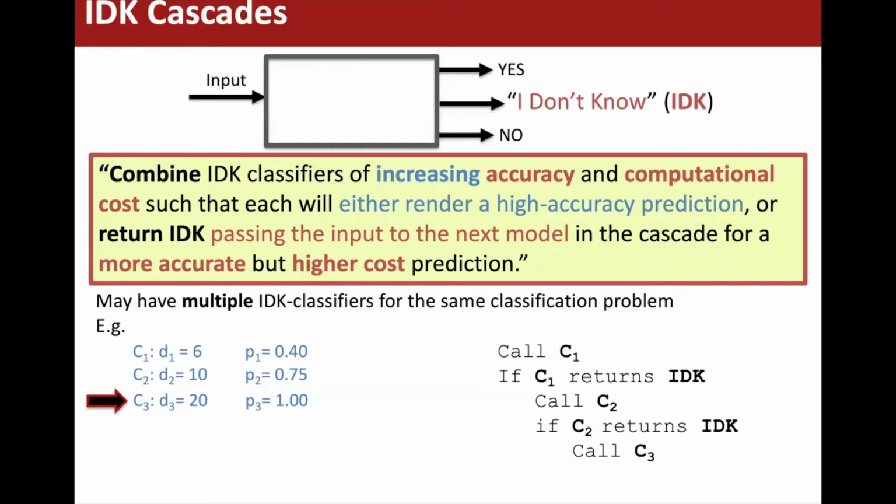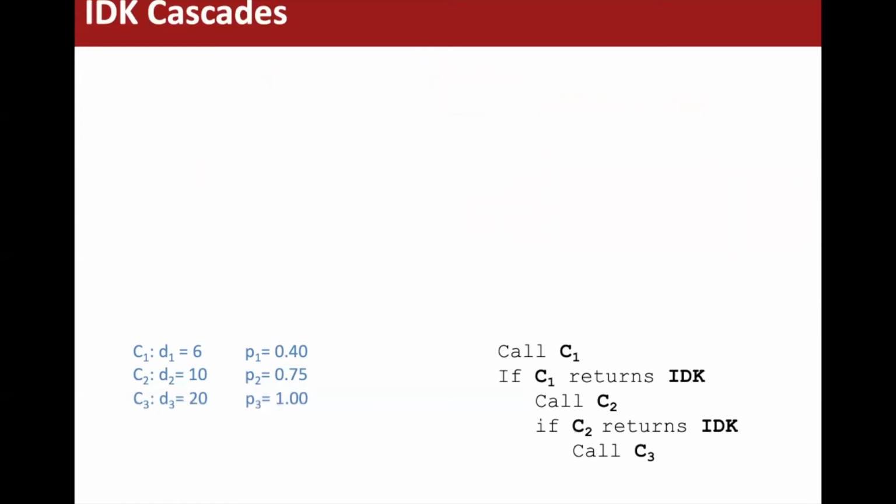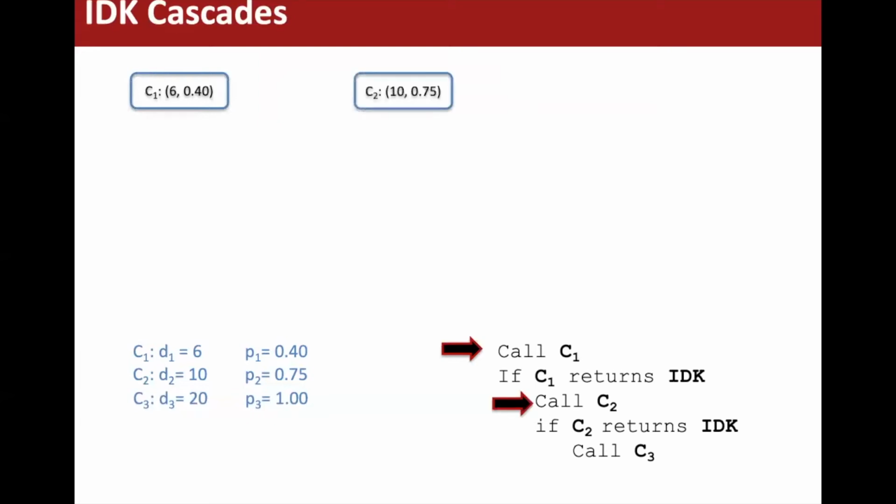Let us trace the execution of this particular cascade of IDK classifiers on some input. When receiving the input, we would call the classifier C1. If C1 returns an IDK, we would call the classifier C2. And if both C1 and C2 were to return IDK, we would call the classifier C3.